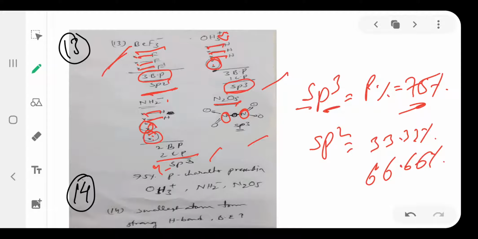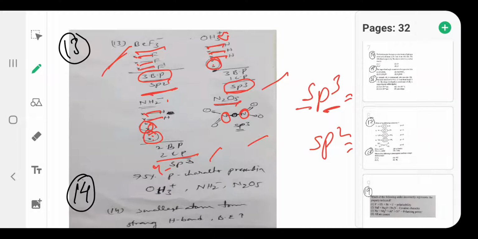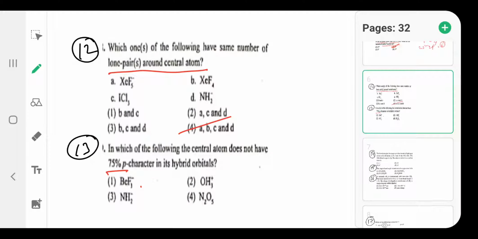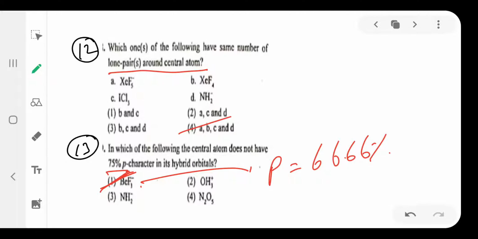The option is BeF3 minus. So BeF3 minus does not contain 75%. Its p character is 66.66% because of sp2 hybridization. Okay, sp2 hybridization. The option is 1.